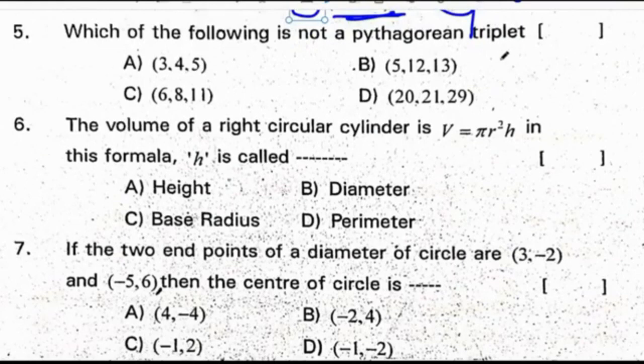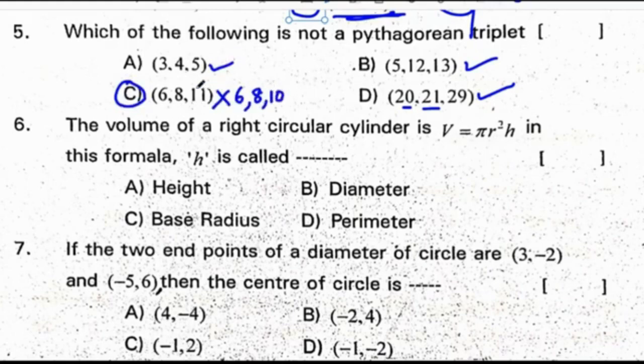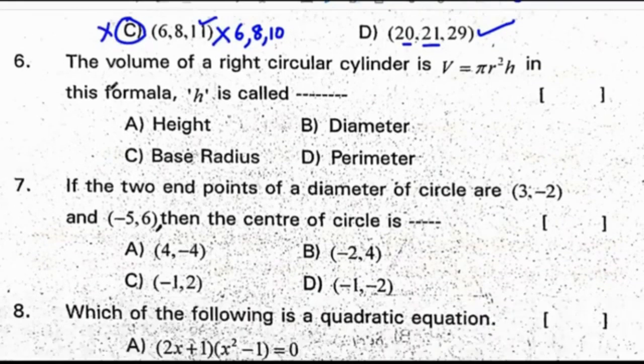Which of the following is not a Pythagorean triplet? 20, 21, 29 is a Pythagoras triplet. 5, 12, 13 is also a Pythagoras triplet. 3, 4, 5 is also a Pythagoras triplet. But 6, 8, 11 is not. Actually 6, 8, 10 is a Pythagoras triplet. But in this question it is 6, 8, 11. Option C is not a Pythagoras triplet.